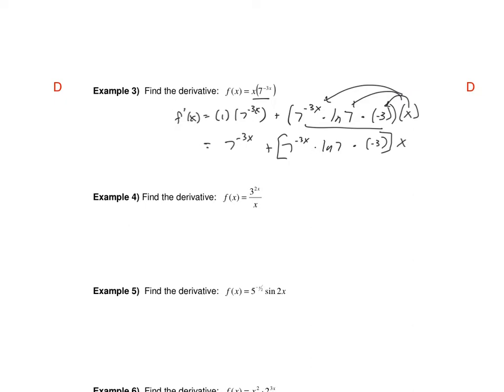All right, number 4, now we've got a quotient rule. So I've got my derivative, the derivative of the top. So I'm going to go 3 to the 2x multiplied by the natural log of 3. Chain rule multiplied by 2 multiplied by the bottom minus the derivative of the bottom multiplied by the top all over the bottom squared. Again, clean it. There's really not much to clean. You know, big picture, all you're really going to do is not write that 1.